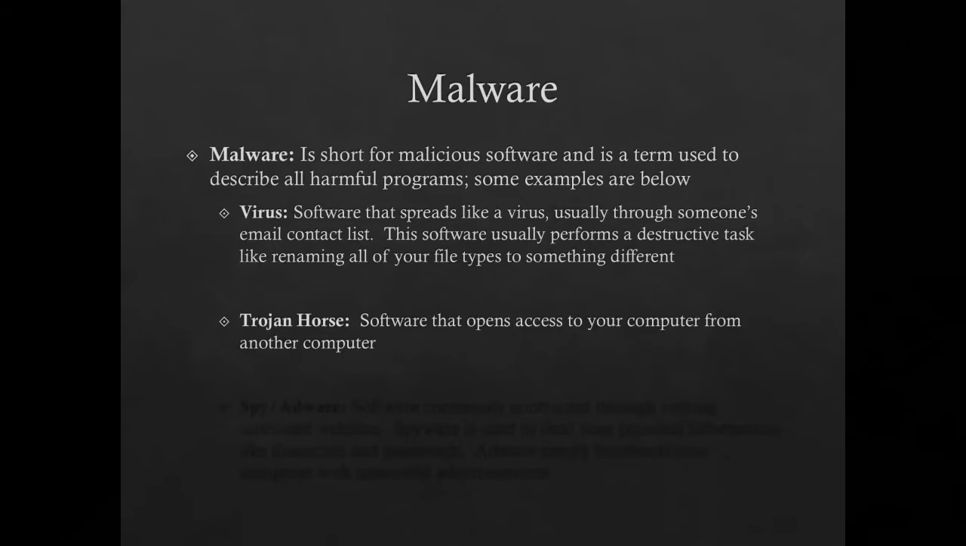A Trojan horse. Software that opens access to your computer from another computer. So you go to a website and something gets installed on your computer, it might be a Trojan horse. Think of this kind of like a back door. It's like you leaving your door unlocked to your house so somebody can just walk in, and that's what's happening. They're getting access to your computer so they can look at your files, steal information, or do a number of other things, sometimes even take control of your computer.